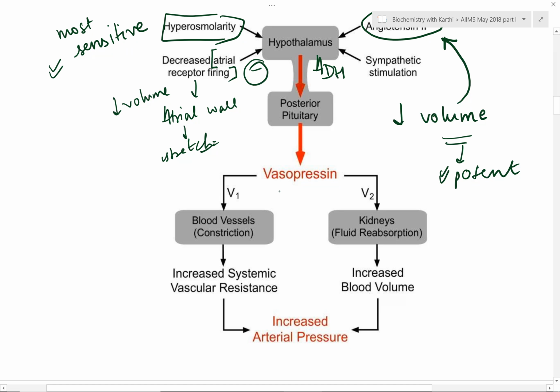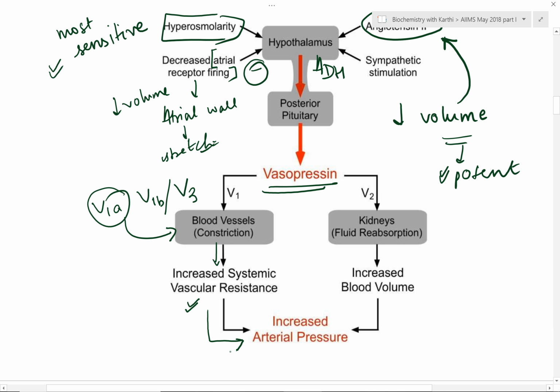Now, again, what does vasopressin finally do? So vasopressin acts via its receptors V1 and V2. The V1 receptors are also divided into V1A and V1B, also called V3. So V1B and V3 are the same, and you have V1A. These V1A receptors are located on the blood vessels and they cause constriction, causing an increase in the systemic vascular resistance. This will lead to an increase in the arterial pressure.